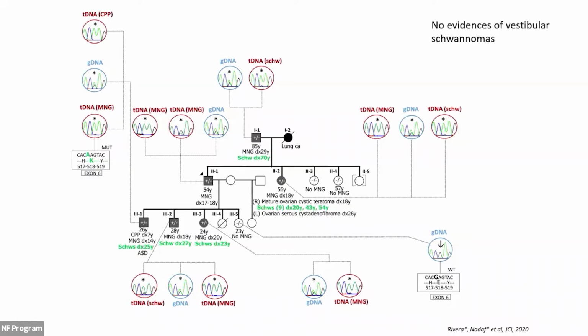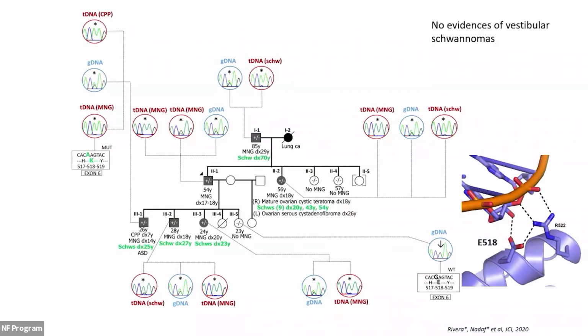And then in blue, you see the bubbles with the germline variant. And then in red is all the bubbles, all the tumors that we gathered. We saw that there was presence of LOH at the tumor or at the tissue, the MNGs, except for 1. Okay, there was no evidence of vestibular schwannomas.